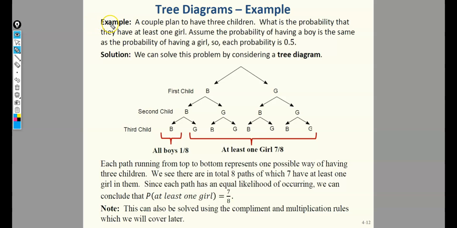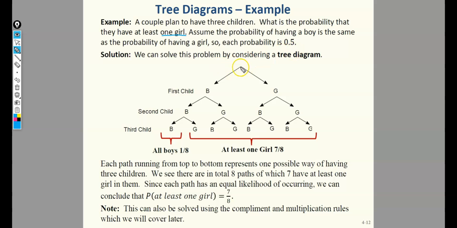Now in our next example, we're going to look at using tree diagrams to help us find a probability. In this example, we have a couple and they plan to have 3 children. We want to find out what is the probability that they have at least one girl. For this problem, we're going to assume that the probability of having a boy is the same as the probability of having a girl, so each is 0.5 or a 50% chance.